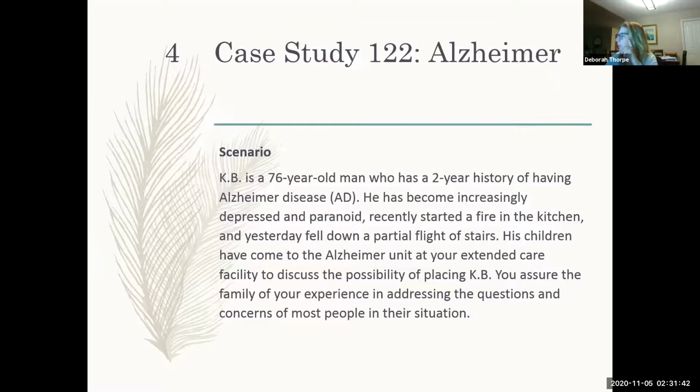So on number 13, which interventions would help KB function at his highest level possible? Select all that apply. Someone want to take a stab at that one? I'll say A for now. Okay.